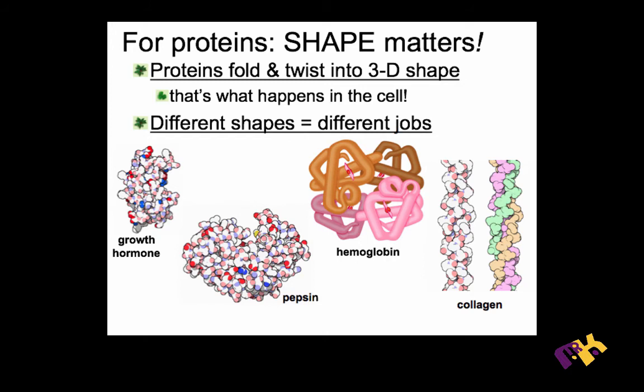All right, so if shape is that important, if the shape that they wrap themselves into determines what they do and how they do it and if they can do it in the first place, anything that happens to these guys that changes that will ruin what they can do. Right? Like hemoglobin has to be wrapped up in this format or else it does not do its job. It can't.